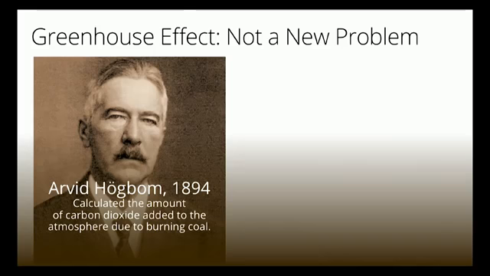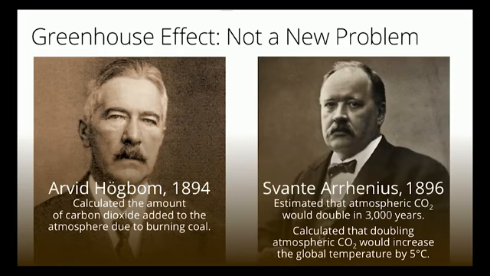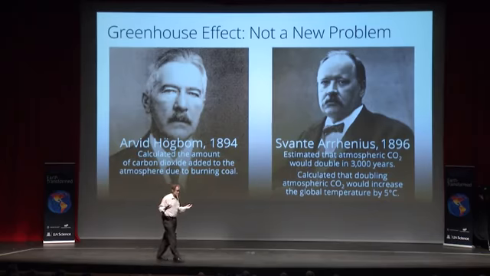Okay. Then Högbom, a Swedish guy, calculated the amount of carbon dioxide added to the atmosphere due to the burning of coal, right? This was like the Industrial Revolution. His colleague, just right next door, Svante Arrhenius, was a chemist. He estimated, well, at that rate of burning coal, carbon dioxide would double in the atmosphere in about 3,000 years. And then he calculated, well, if we doubled carbon dioxide in the atmosphere, what would happen to the global average temperature? And he calculated that it would increase by 5 degrees Celsius, or about, someone do the math for me, 9 degrees Fahrenheit. Global average, year in, year out.